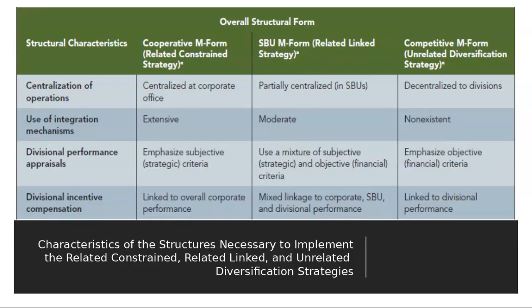And then the SBU M form is partially centralized, with moderate integration. Divisional performance is a mixture of subjective and objective criteria, both strategic and financial. And the divisional incentive compensation is a mixed linkage to corporate, SBU, and divisional performance. So compensation is different for the different areas. And the competitive form is decentralized to the different divisions. There is no integration at all, the divisional performance appraisal looks at just financial criteria, and the incentive compensation is linked to divisional performance, and they are not all together.